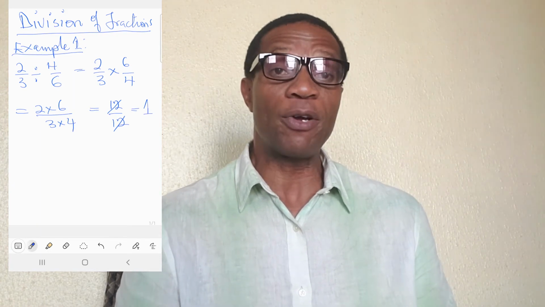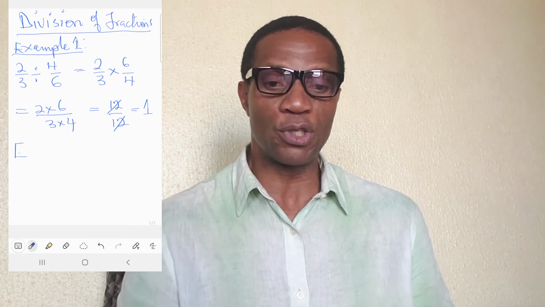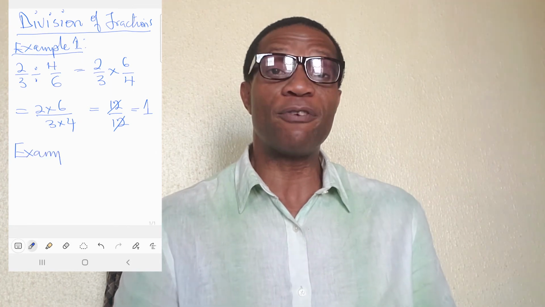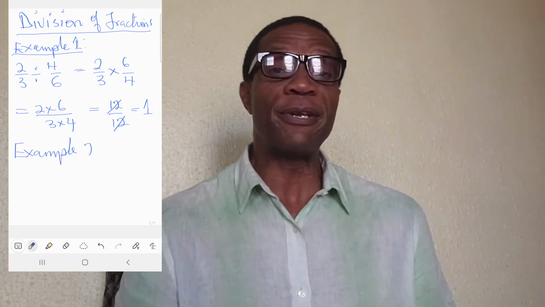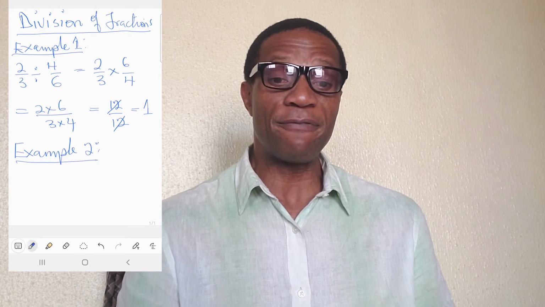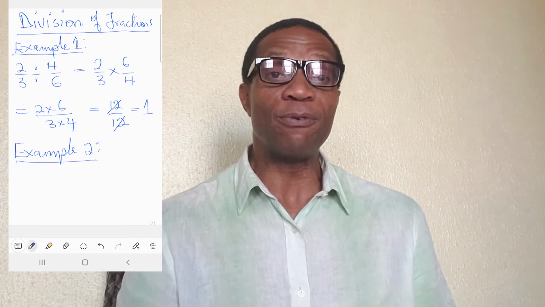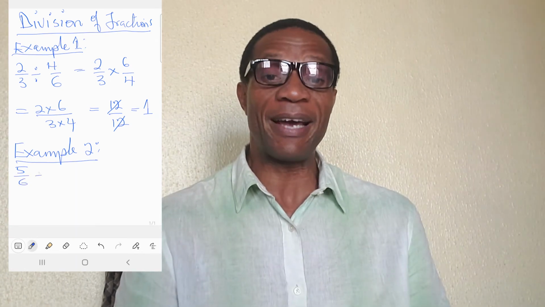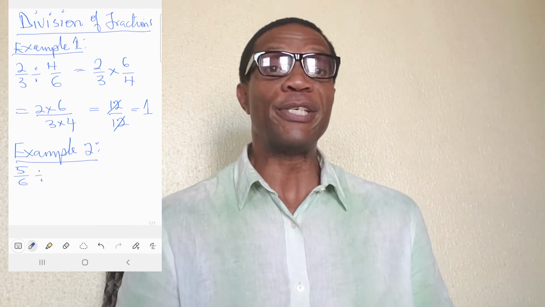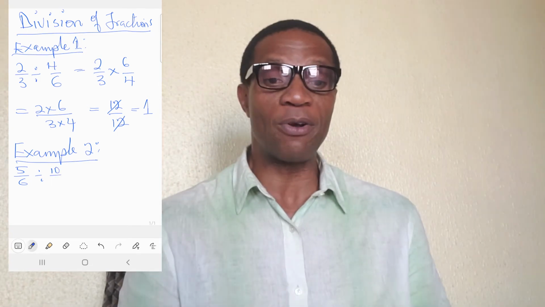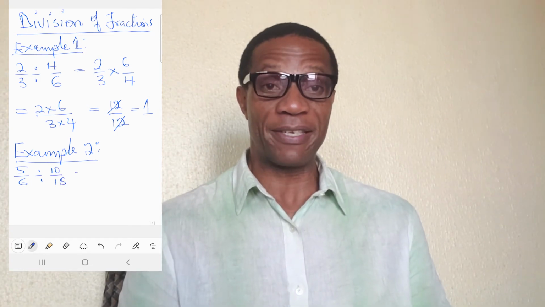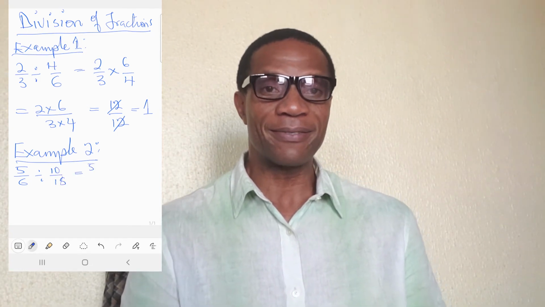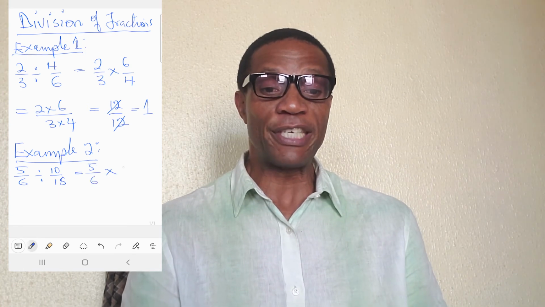So our second example on division of fractions is going to be the numbers 5 over 6 divided by 10 over 18. That is 5 over 6 divided by 10 over 18. Now in multiplying that, we're going to convert the right hand side into 18 over 10 when the sign changes. So that will now give us 5 over 6 times 18 over 10.